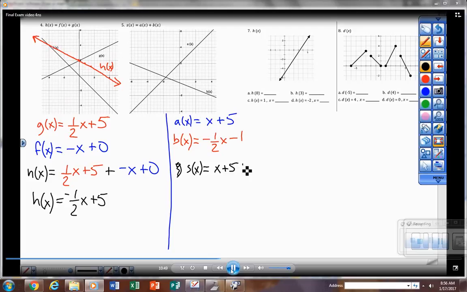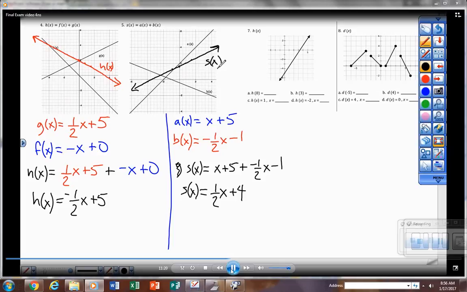So 1x minus 1/2 is going to give me 1/2 x. 5 minus 1 is going to give me positive 4. So this new line is 1/2 x plus 4. Graph it. So go to 4 on the y-axis, over 2, up 1, over 2, up 1. Draw my line through them. And that gives me the new line s of x.